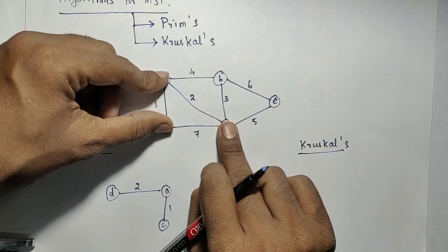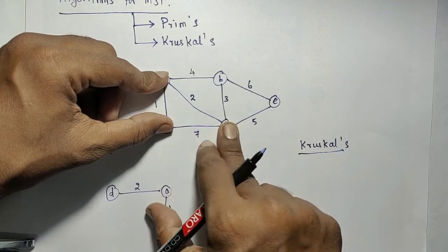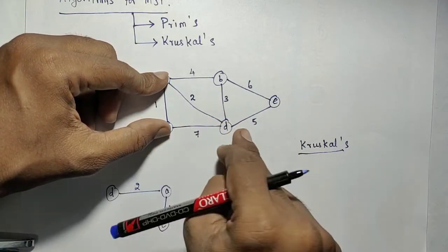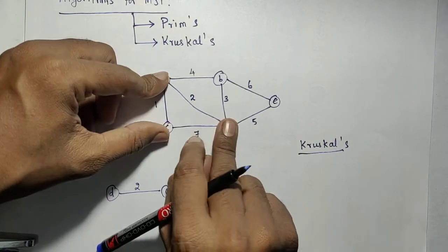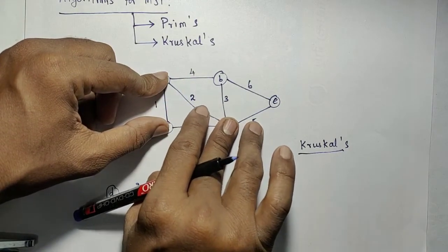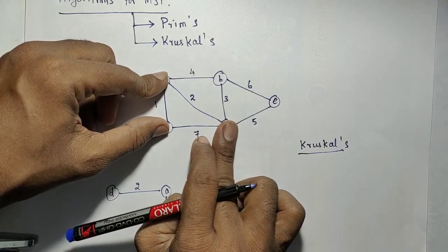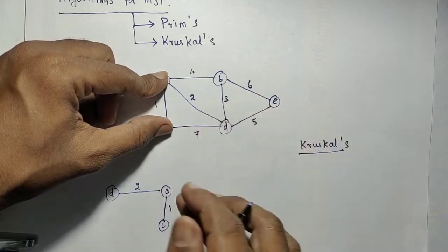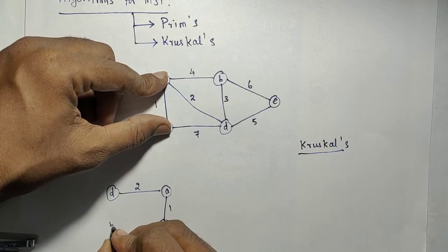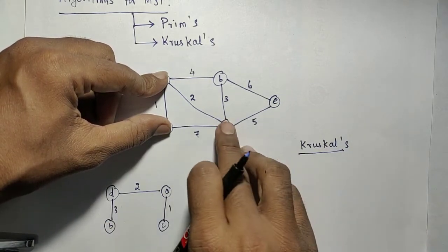In these leaving edges we can ignore that 7 also, because if I add that 7 it will form a cycle, because the 7 connects C and D. So we can ignore it. Other than this, the leaving edges are 4, 3 and then 5. Among the 3, which is the least? The 3. So 3 can be added. So D to B with the cost 3 will be added into the spanning tree.